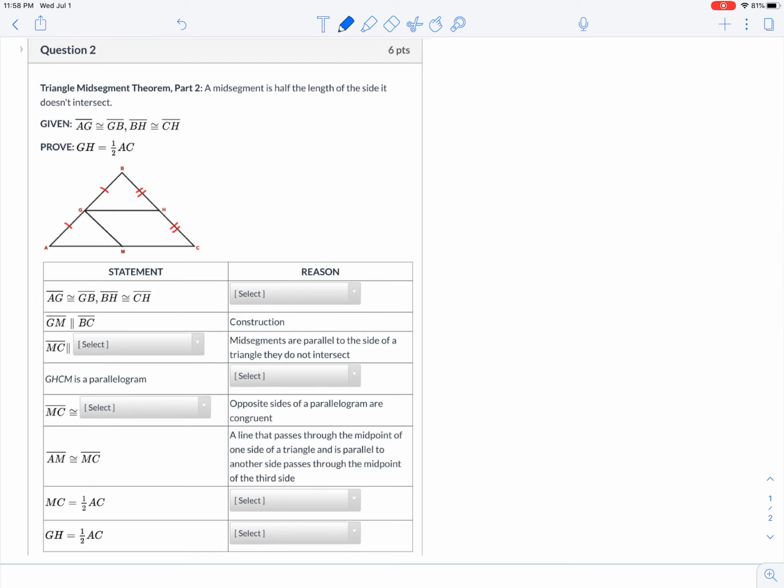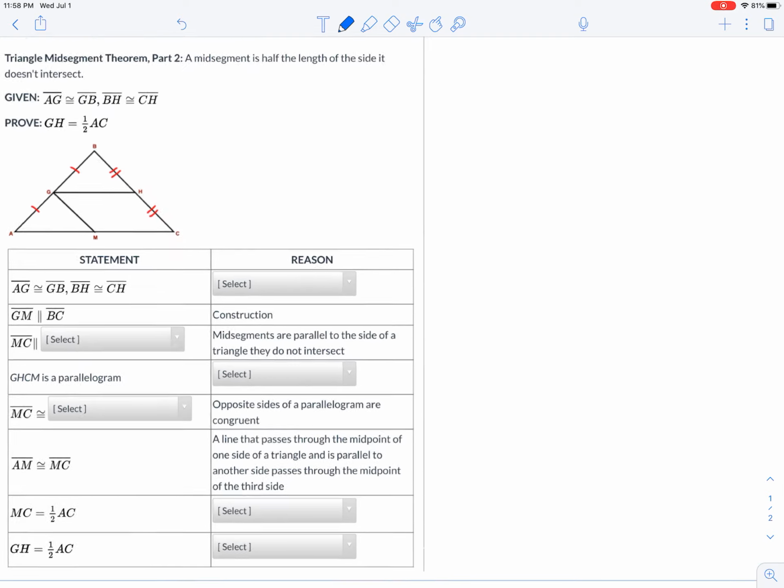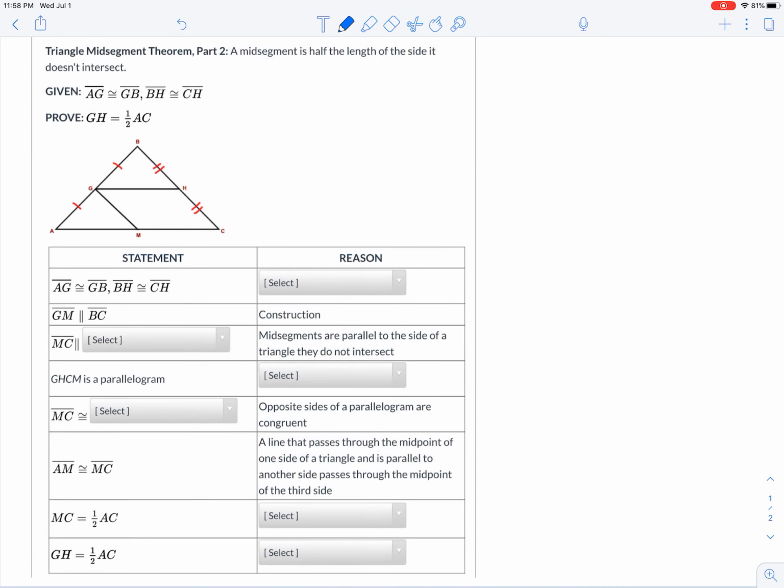A midsegment is half the length of the side it doesn't intersect. Let's see. So we've got the midsegment there and those features of it. We want to prove that GH is half of this base as we look at it here. Number 1, step 1, that's given.